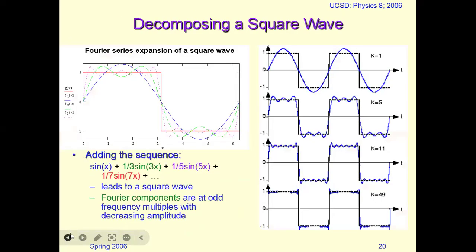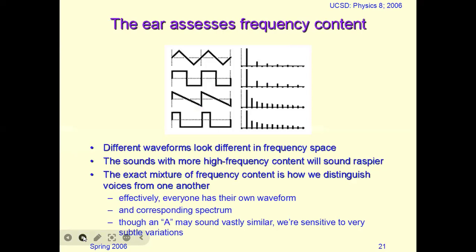This is the decomposition of a square wave. We have to use a Fourier series for the expansion of a square wave. This is a real life application in engineering. Fourier series for k equals 1, 5, k equals 11, k equals 49. The ear assesses frequency content like this, by waveform.